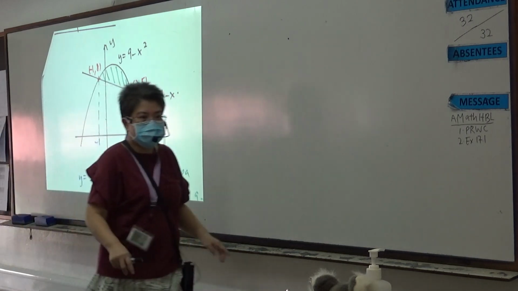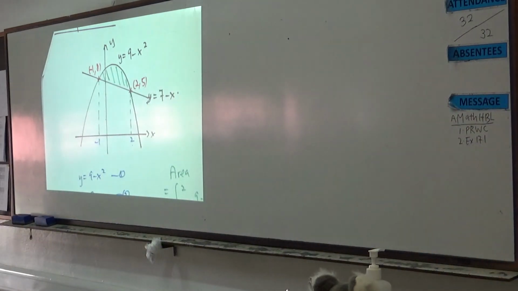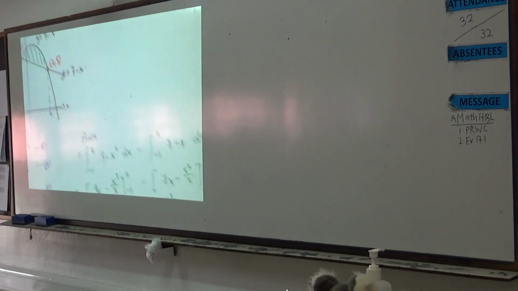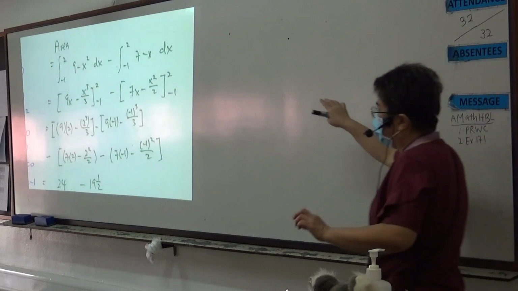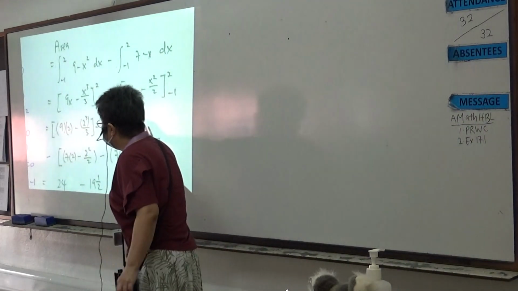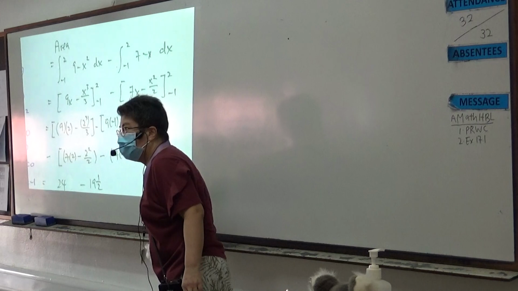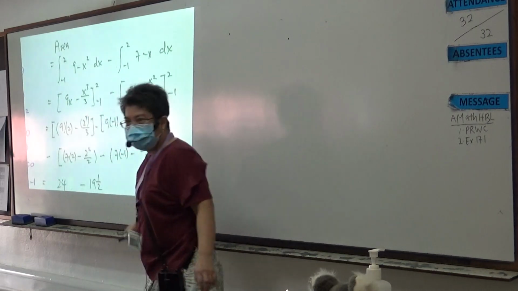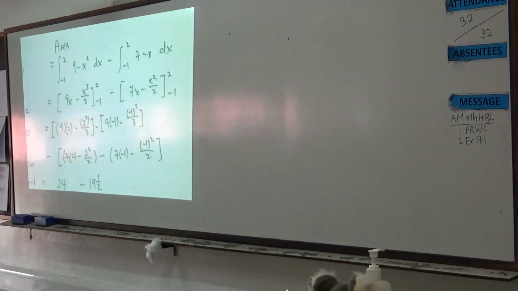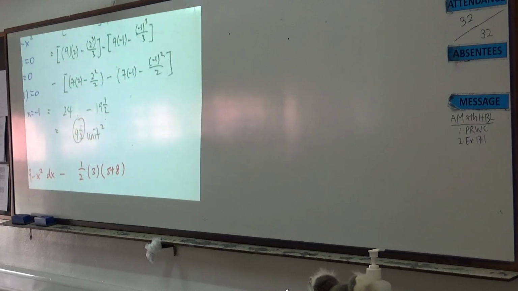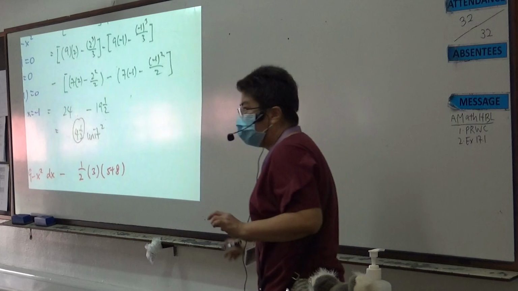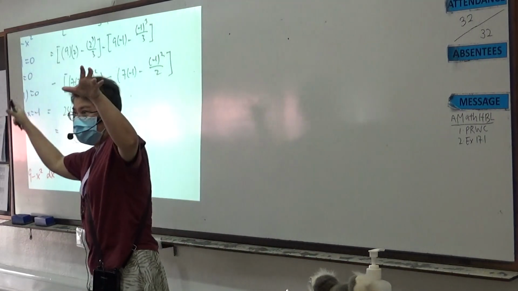Okay? So, this is what I will do. That's why I shortcut it. I integrate the curve, and then I integrate the line. I do the necessary working here. Can you see? I will get the answer as 4.5 units squared. Everybody okay? Can you see I integrate curve and I integrate line?